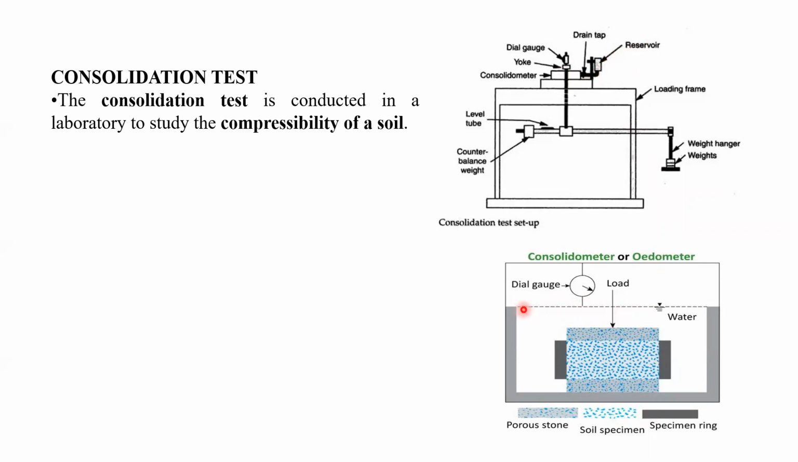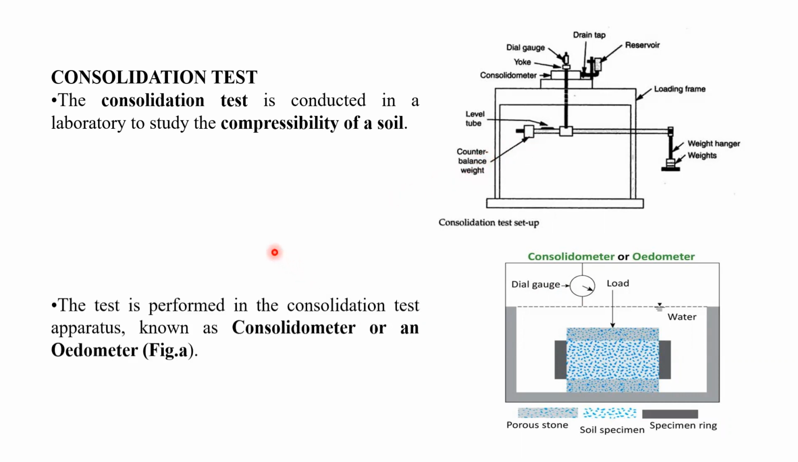So always we have to keep it in water-filled condition, which means this consolidometer should also always be full of water. Why? We have to keep this soil fully saturated so that we can know how much this soil is going to be compressed or consolidated. That we want to know: for a particular soil, how much it is going to be consolidated, right? So this is all about the apparatus.